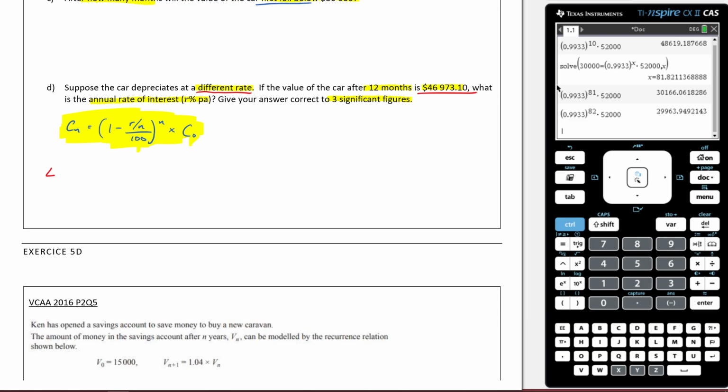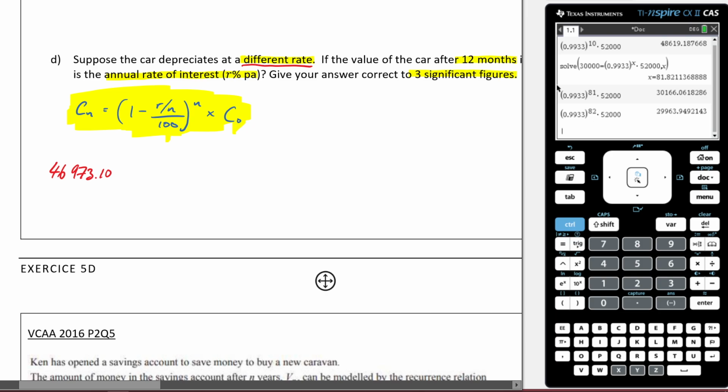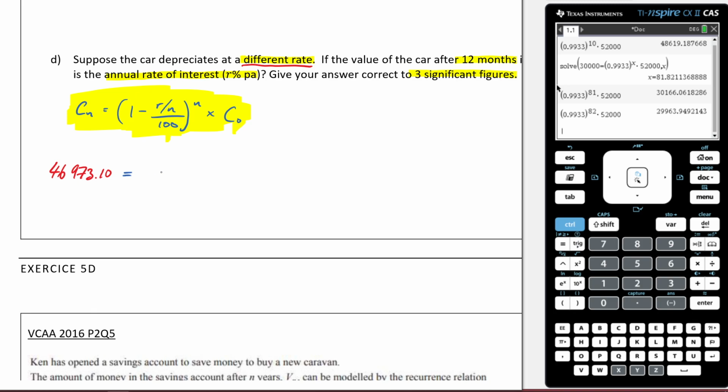So we're going to put in 46973.10. Let's zoom in here a bit. Then I'm going to say, all right, this is going to be equal to, and I might do this now in blue, 1 minus. Now, this is the all-important part. This R here is what we're after. It's what we're trying to solve for. The annual interest rate is the R. That's what we're after. Remember, we're compounding monthly.